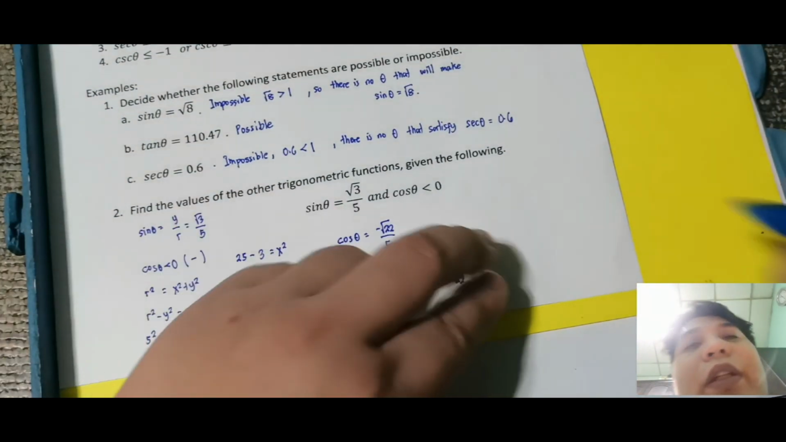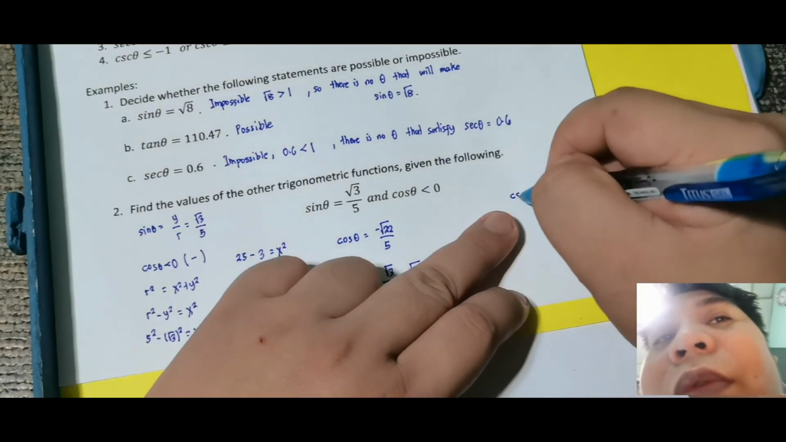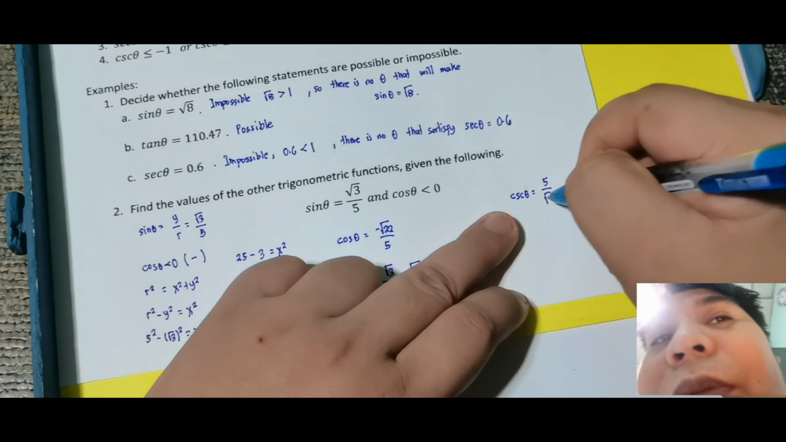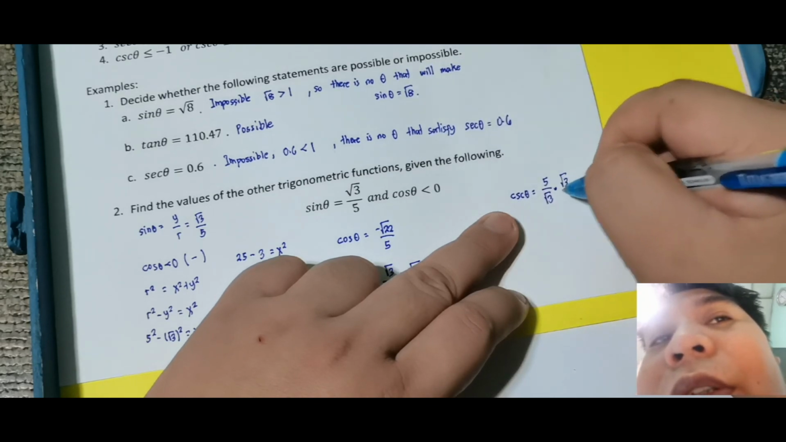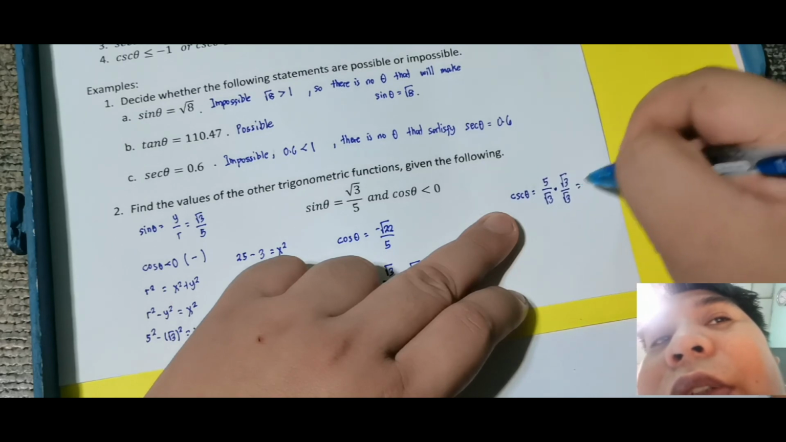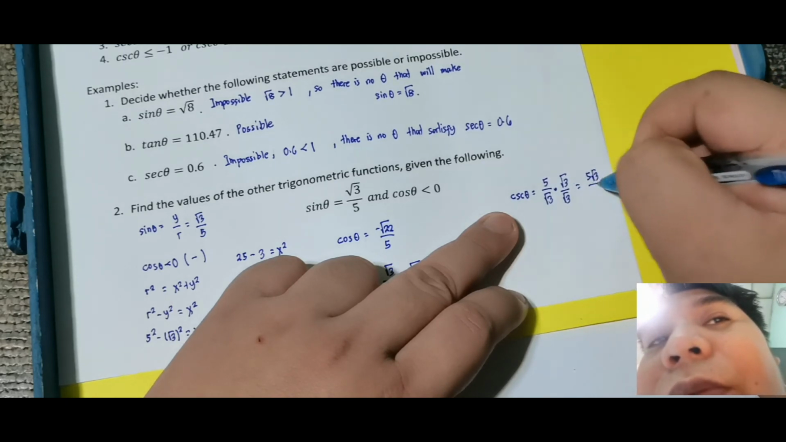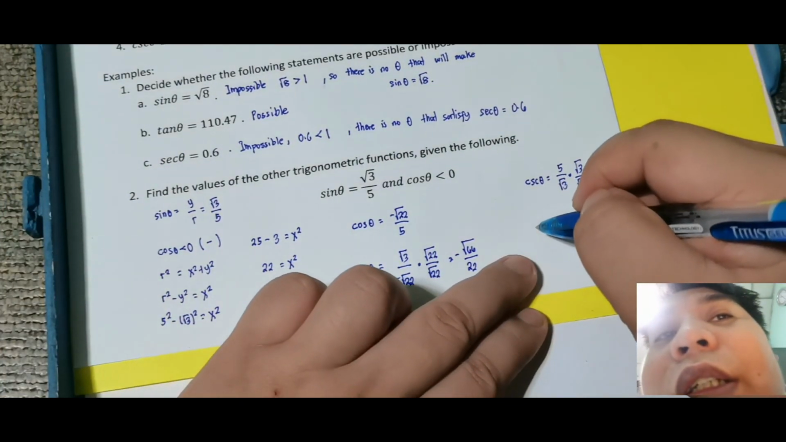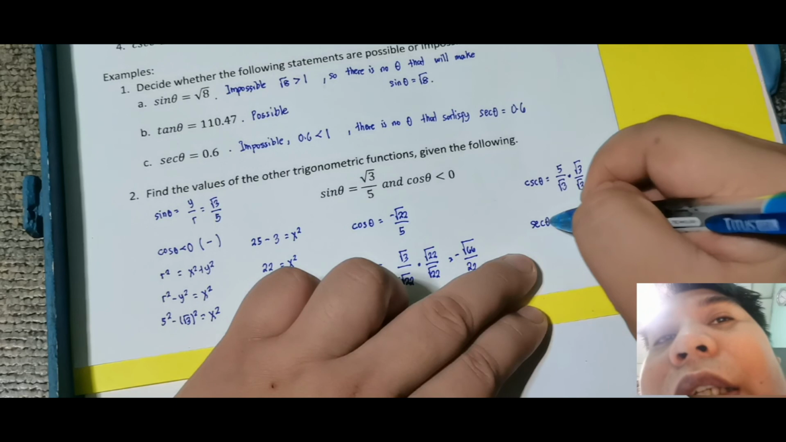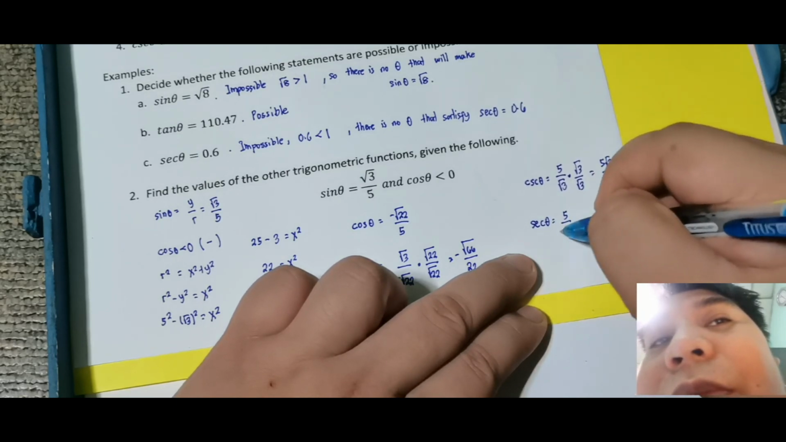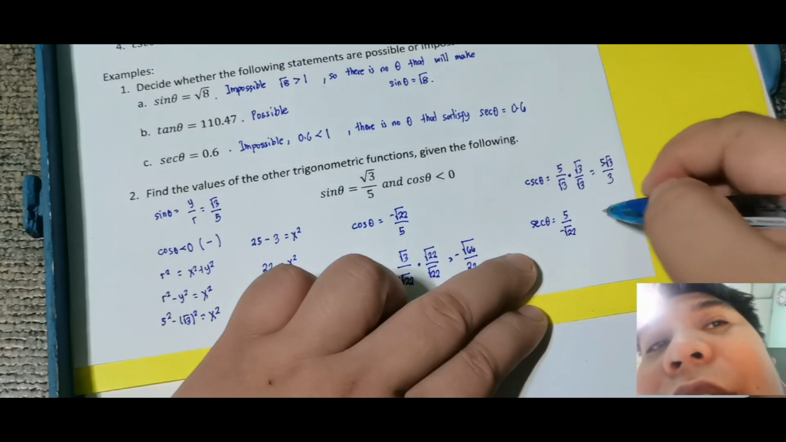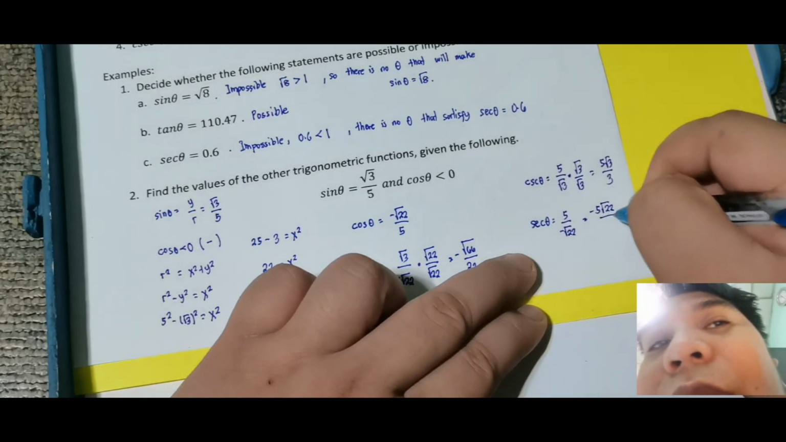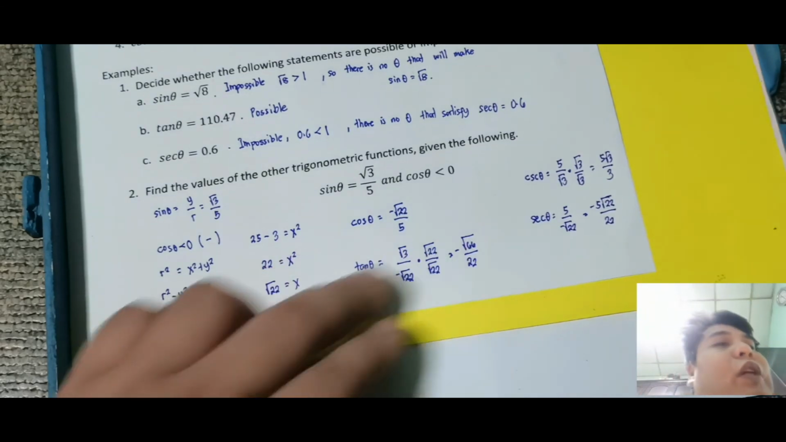Okay, since may sign na tayo, pwede ko na rewrite dito si cosecant. Si cosecant theta is simply 5 over square root of 3, then rationalize square root of 3 over square root of 3. So this is 5 square root of 3 over 3. Okay, so huwag kalimutan na mag-rationalize din. Next is secant, meron tayong cosine dyan. So secant theta is simply 5 over negative square root of 22. So pag ni-rationalize, ito yung result. So negative 5 square root of 22 over 22.